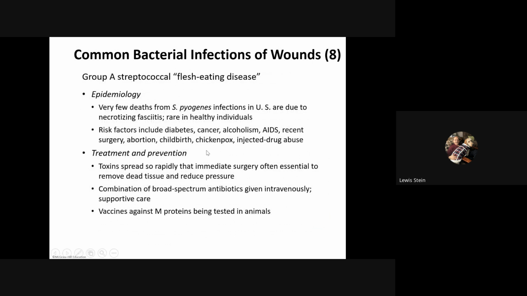You don't see it. It's much less common than people think. It makes headlines. That's why people are aware of it. I read a study, maybe 10 or 15 years ago. I think there were 125 documented cases in the United States in one year. So this is not something that's that common. But yes, these are all the different risk factors.